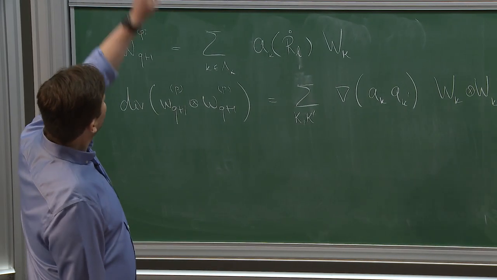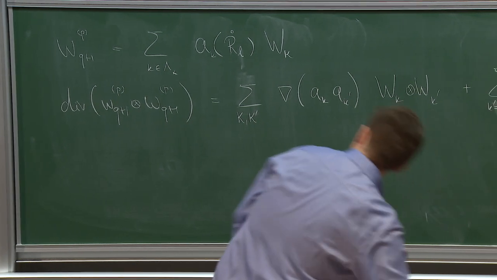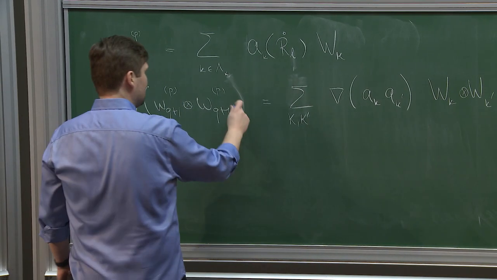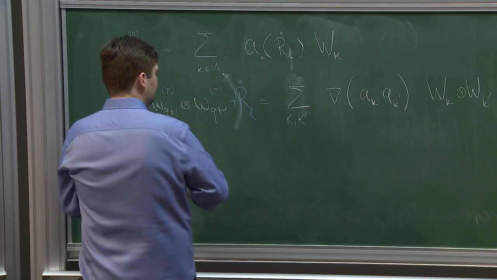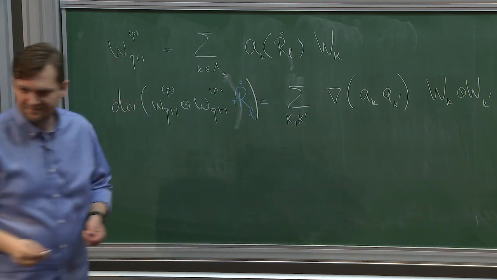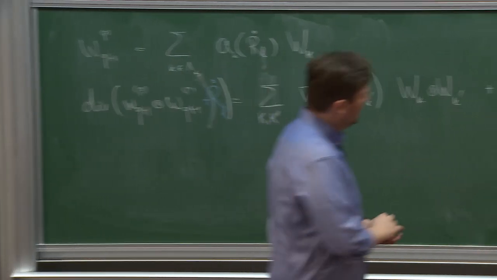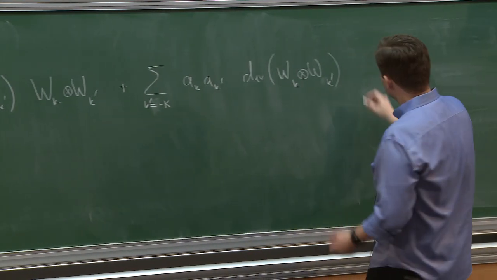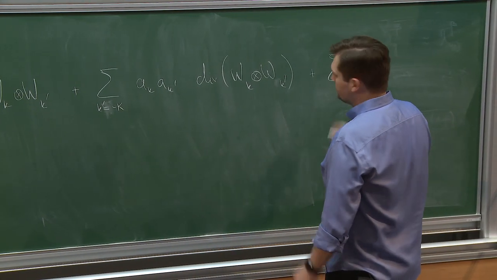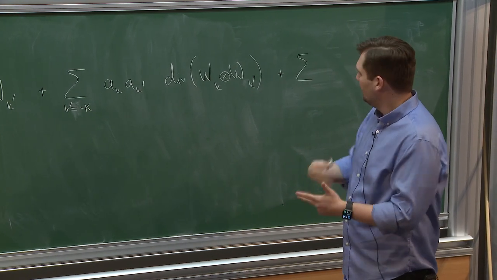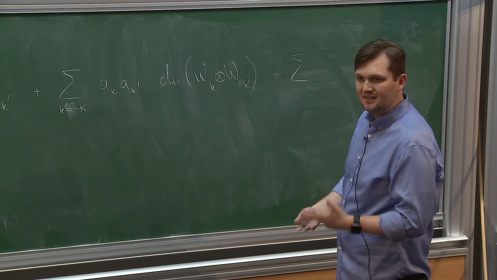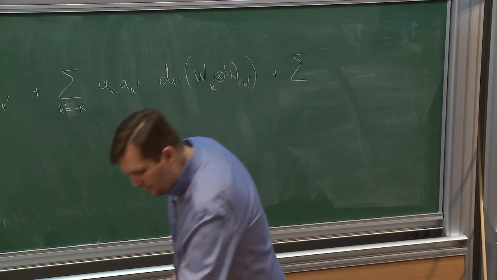I said that we're going to write the oscillation error, but I forgot to write plus RL. Sorry. Okay. And then plus k is equal to k prime. So how should we handle this k is equal to k prime?